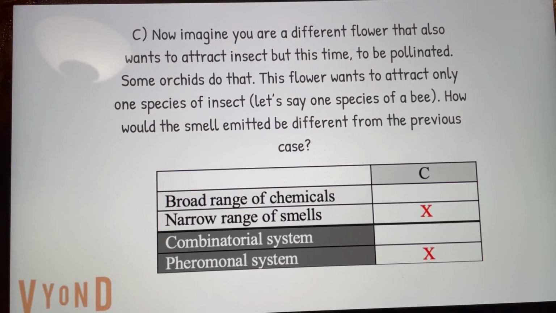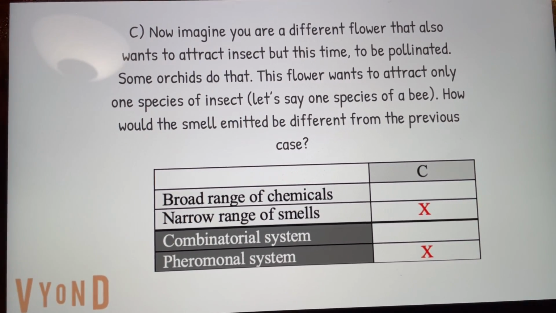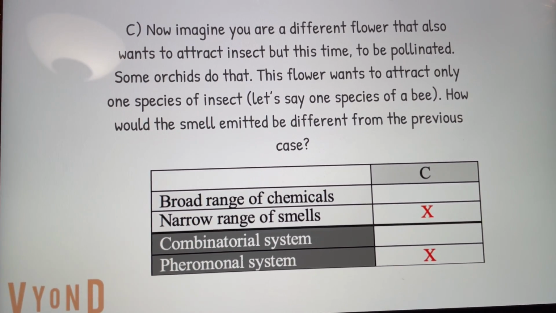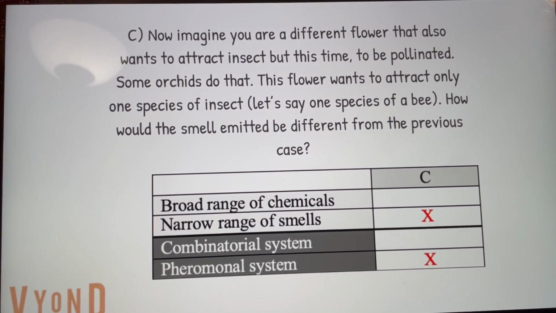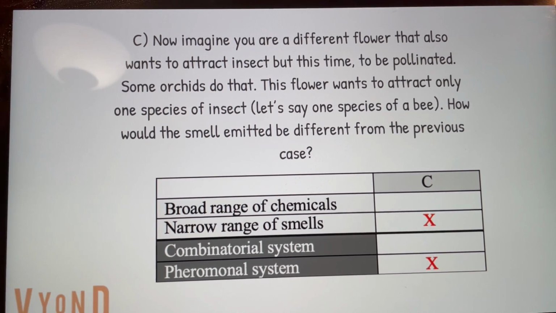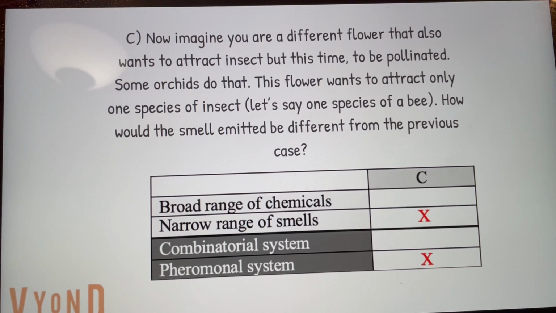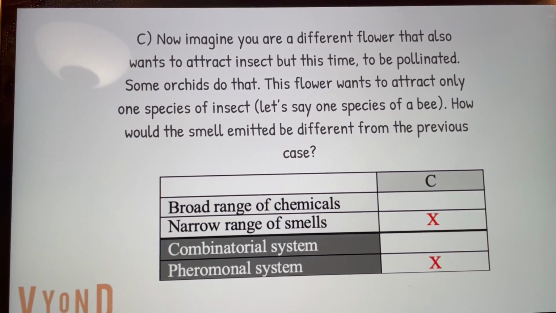Scenario C. Now imagine you are a different flower that also wants to attract insects, but this time to be pollinated. This flower wants to attract only one species of insect, let's say one species of bee. How would the smell emitted be different from the previous case? The answer is a narrow range of smells in the pheromonal system.